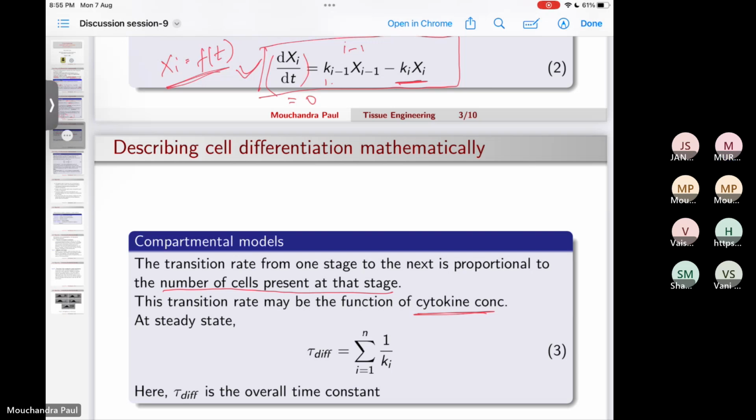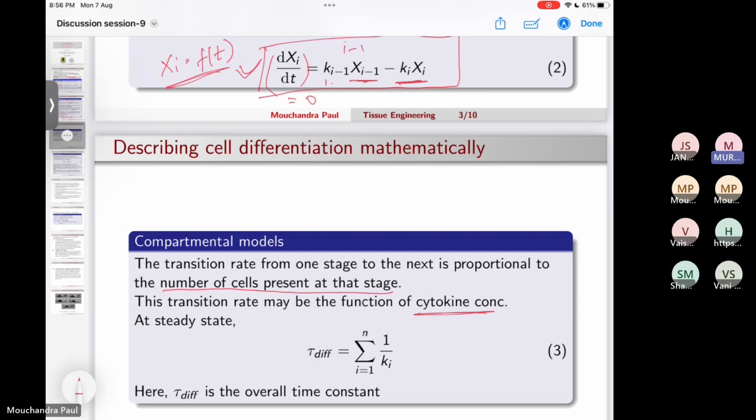Yes, ma'am. So I was asking, if I change this expression to a steady state expression, would you be able to find out the number of cells present at any particular stage, say the ith stage? Would you be able to calculate that from this expression? Yes? At steady state, everything will be constant, right? So on the left hand side, this dxi by dt value becomes 0, because the cell number won't change with time. Then would you be able to calculate what will be xi-1 or what will be xi?